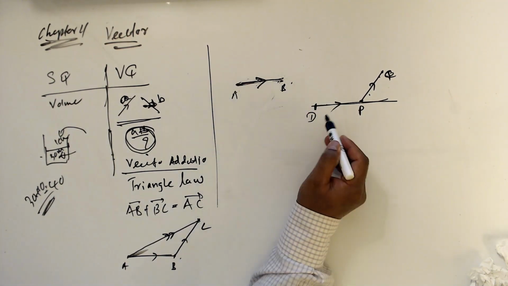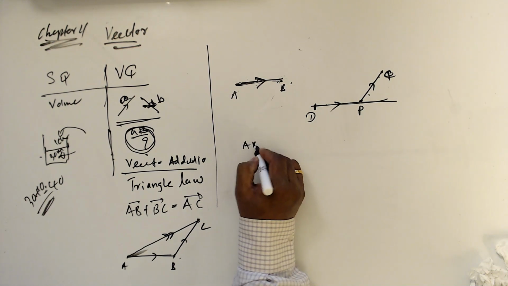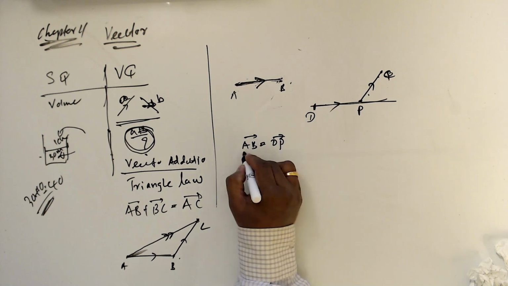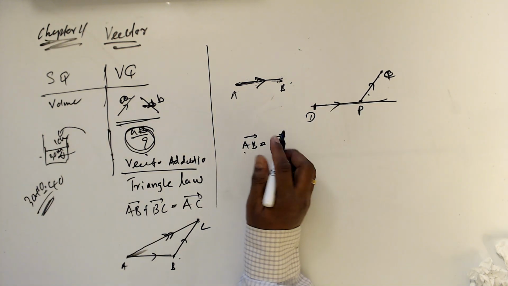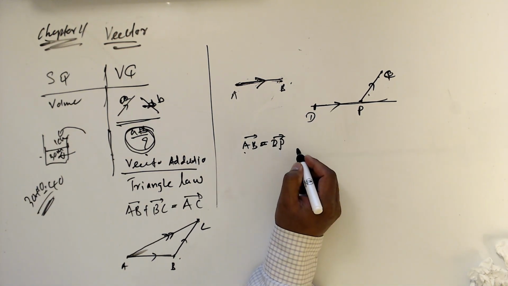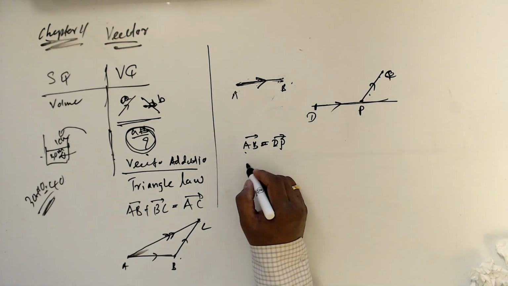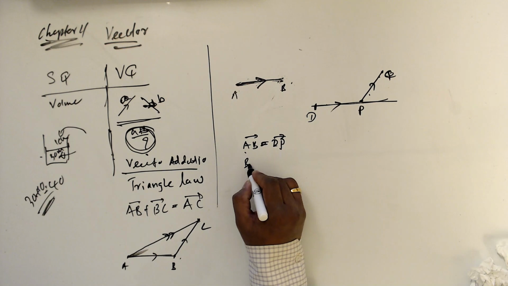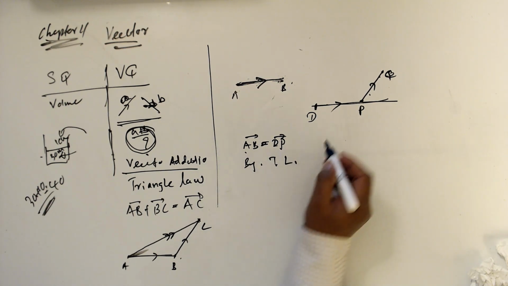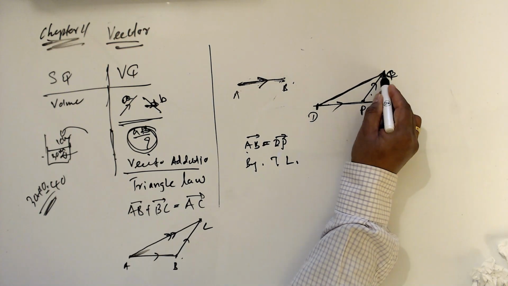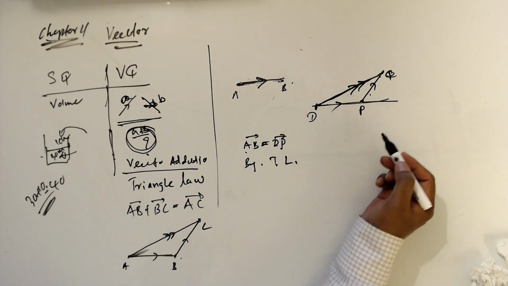Now AB and DP are similar. AB equal to DP. What is it when AB and DP are equal? I mean AB and DP are equal vectors. Now it is in a triangle. Now I can apply triangle law. By triangle law I can complete the triangle. So this is the answer.